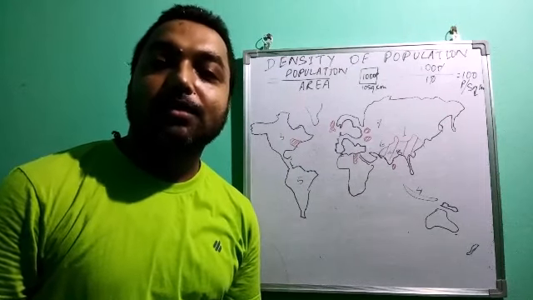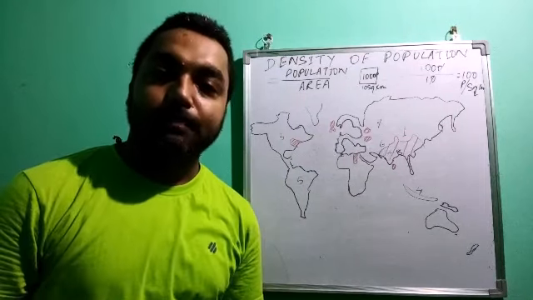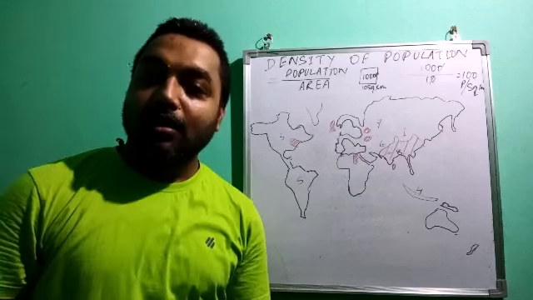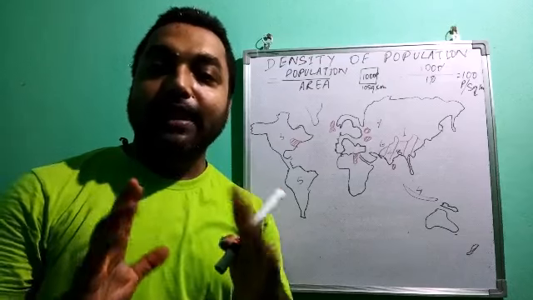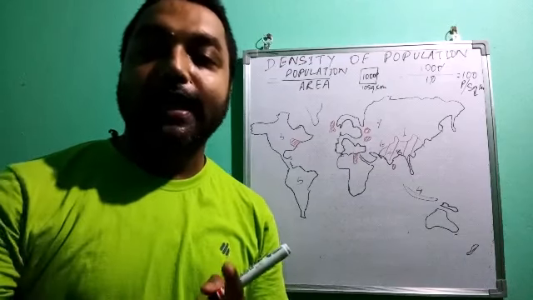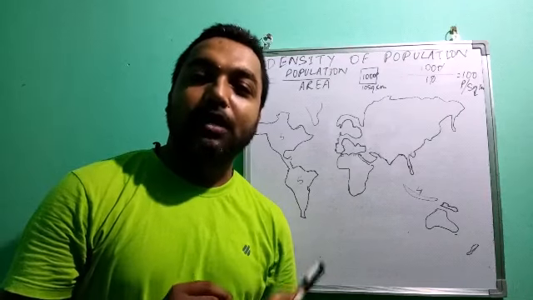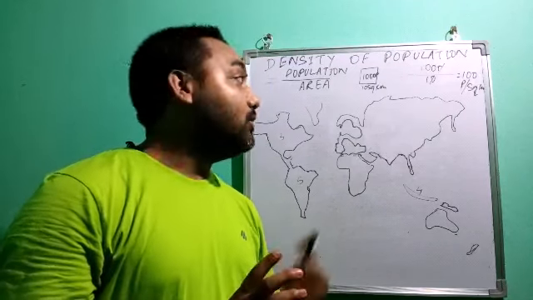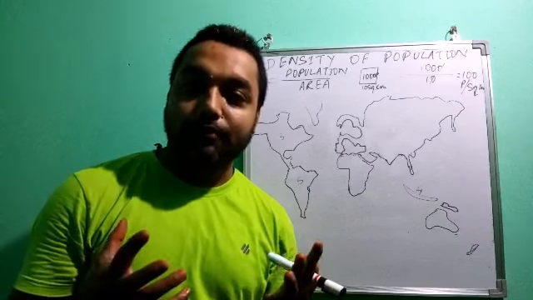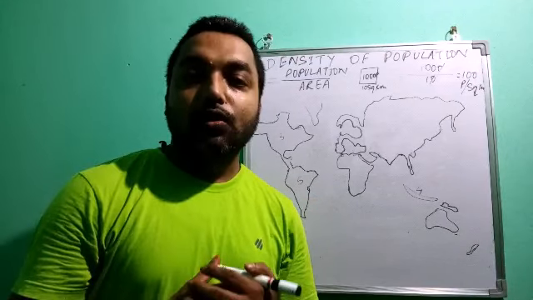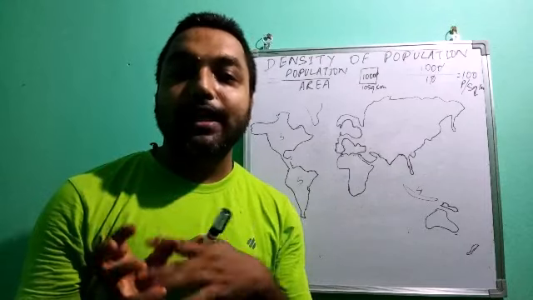Next, let us discuss about the density of population. So by the word density of population, we mean the number of people that live in a particular area. So it is a little bit different from the total number of population of a country. For example, the total number of population of a country may be 1000, but its density may be different. So in respect to density, the area also comes.